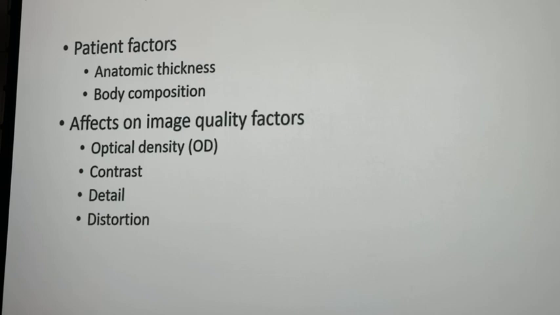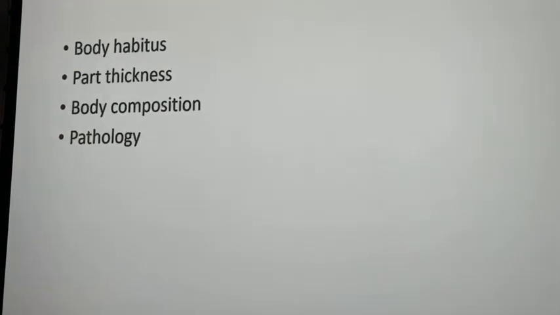So effects on image quality factors, we've got 4. We've got optical density, contrast, we've got detail. And anytime you see detail without any kind of qualifier, or resolution without any kind of qualifier, that's actual lines, as spatial resolution, and then distortion. Distortion being misrepresentation of the size or the shape of the anatomy.